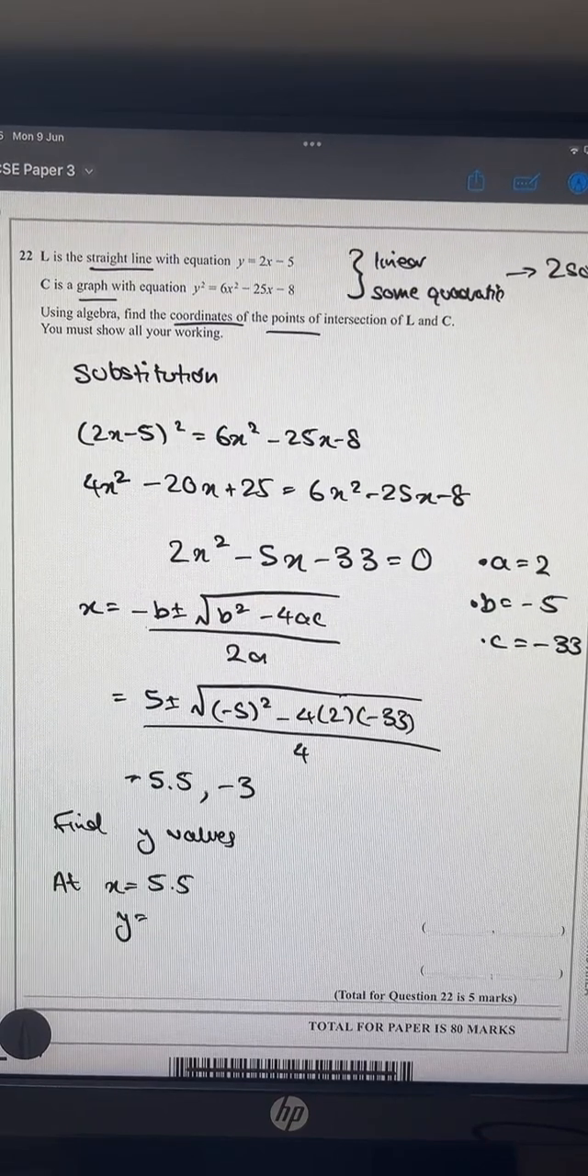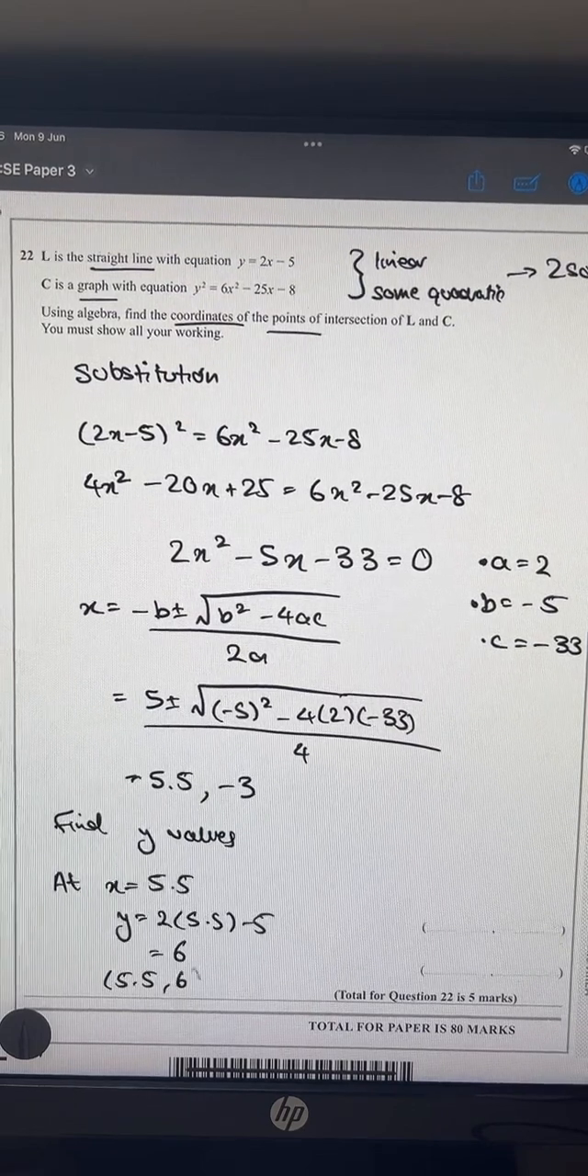I can pick which equation up here I use. I'm obviously going to go for the first one, because it's much easier to sub into. So y is 2 lots of 5.5 minus 5. That's going to be equal to 6. So yeah, this is my first set of coordinates, 5.5 and 6.